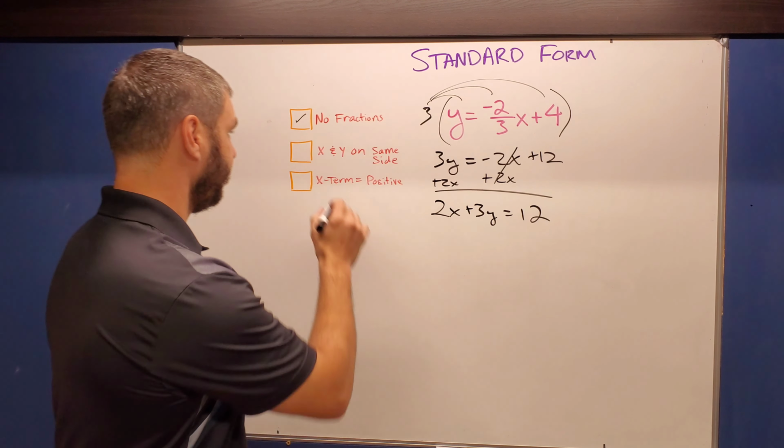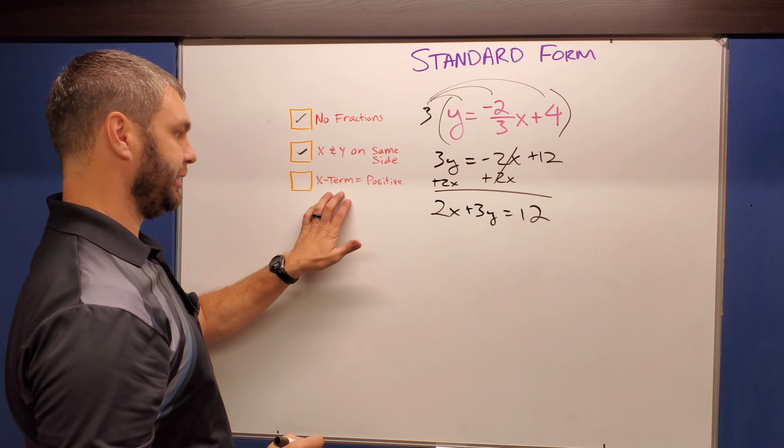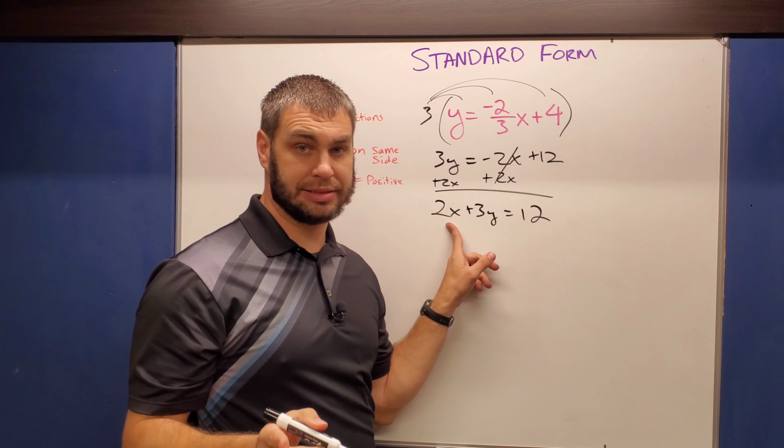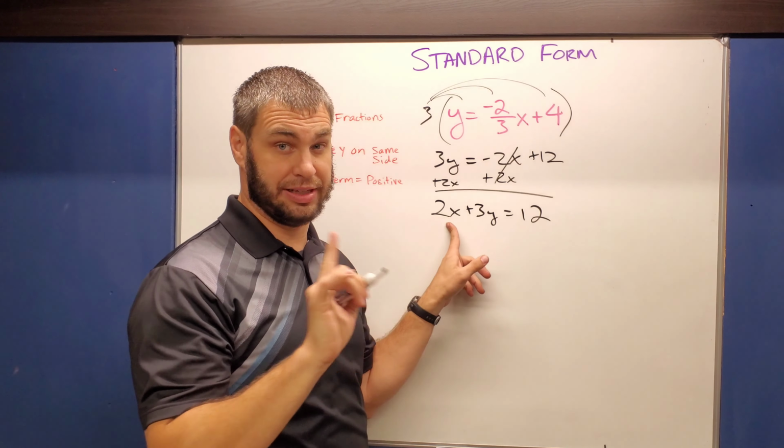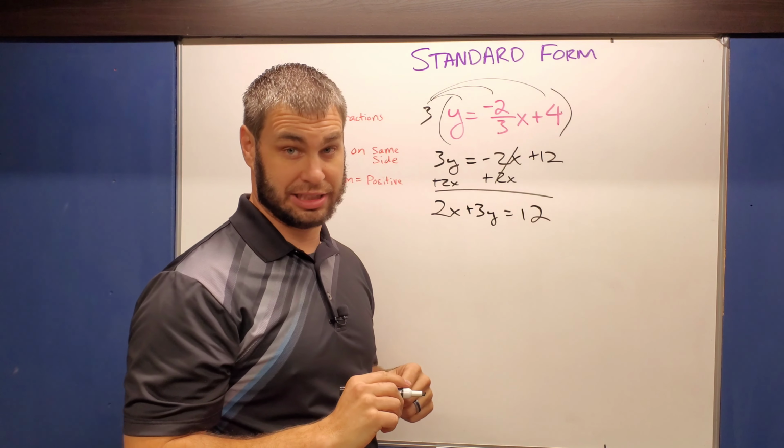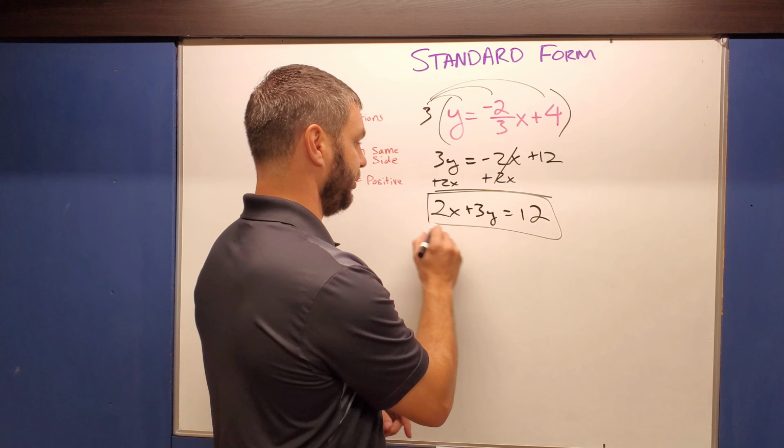All right, so then I can check off the next part of my checklist. And the last thing I just need to double check is that the x term is positive, which in this case it is. If it isn't, I think we might do one of those in our next problem. So this is the standard form of this equation.